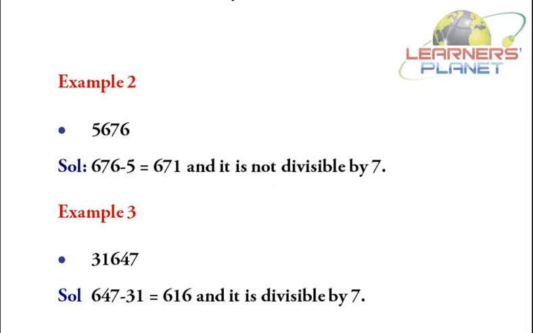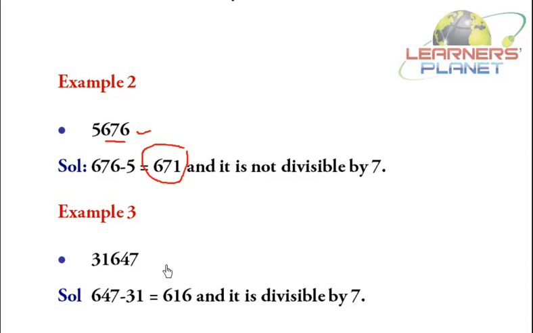In this case, we are having a number 5676. So start making the groups from the unit digit. It is 676 minus 5, 671. We can directly divide it by 7. 7 nines are 63. We are left with 4. 41, which is not divisible by 7. Hence 671 is not divisible by 7. So even 5676 will not be divisible by 7.